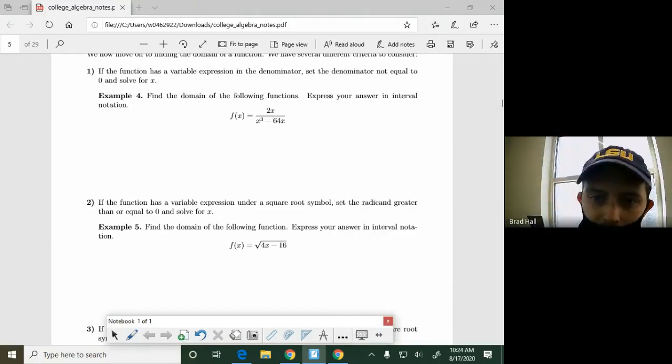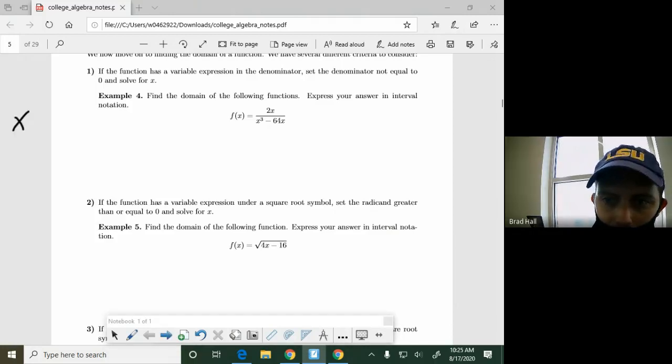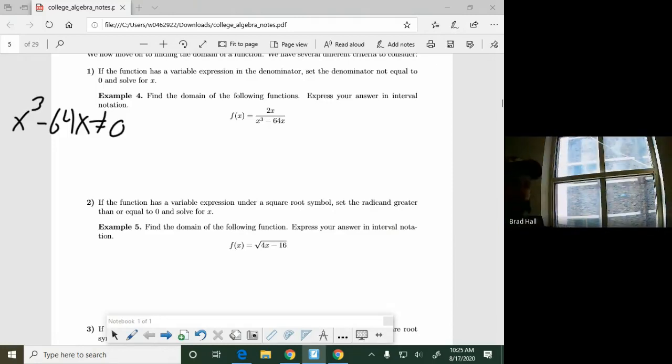So, regardless, it says set the denominator. So what's the denominator? The denominator seems to be x to the third minus 64x. Set that not equal to 0 and solve for x. Notice the numerator doesn't even matter in this problem. We're pretty much taking the original function and just tossing it, because now we're looking at the new thing that I just wrote down, x to the third minus 64x not equal to 0. That's what we're looking at now. And we have to solve for x.